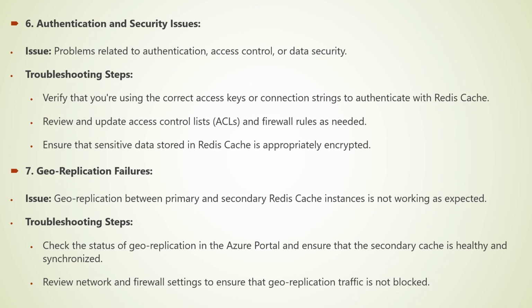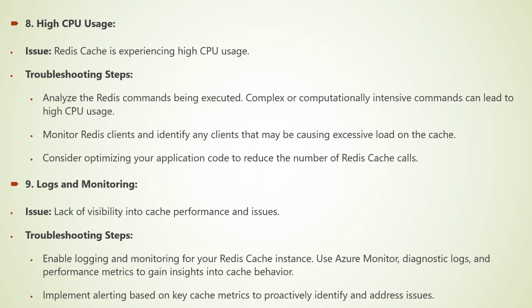8. High CPU usage. Issue: Redis cache is experiencing high CPU usage. Troubleshooting steps. Analyze the Redis commands being executed. Complex or computationally intensive commands can lead to high CPU usage. Monitor Redis clients and identify any clients that may be causing excessive load on the cache. Consider optimizing your application code to reduce the number of Redis cache calls.